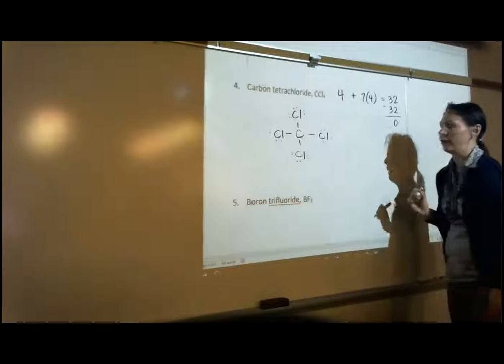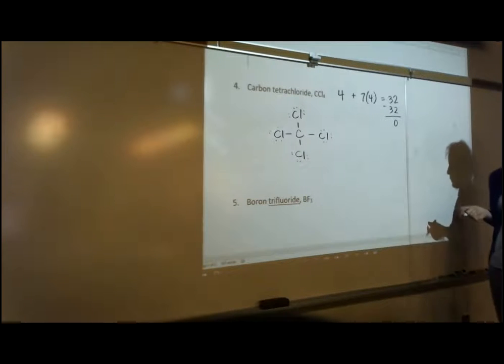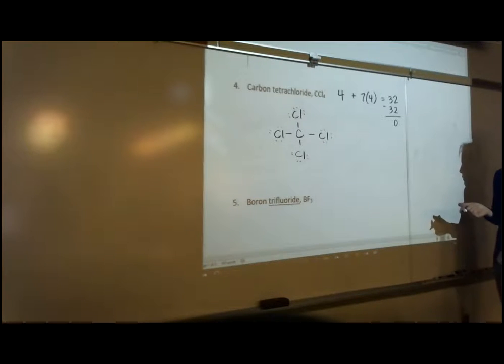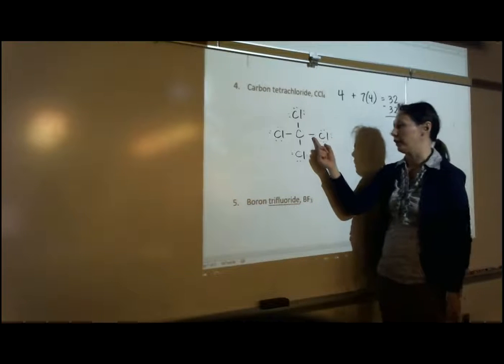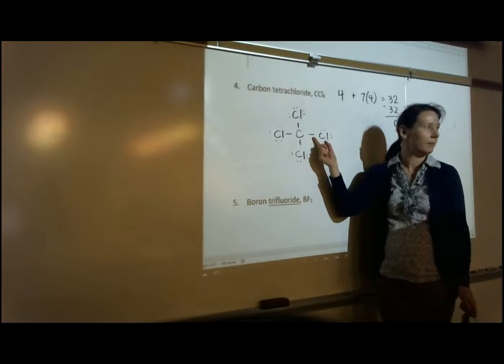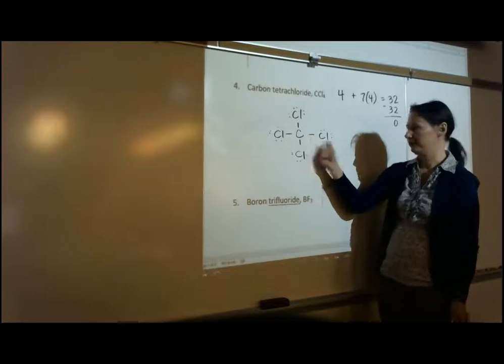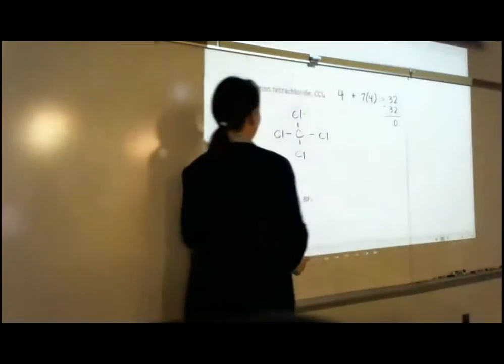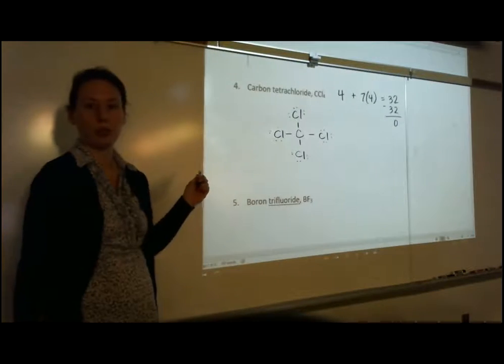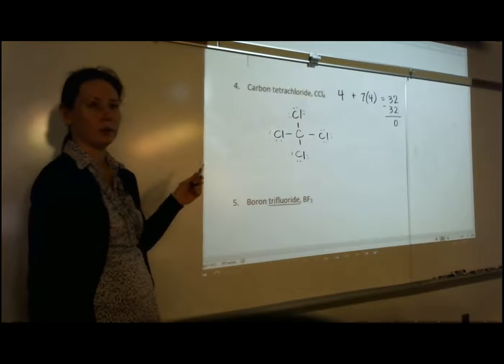So then you just need to check, does everybody have an octet? Is everybody satisfied? And the answer is yes. Do you need to do any rearranging? Do we need to put any brackets? No. So if I said, what's the bond order here? What would it be? 1, right? Because that's a single bond. Any questions related to the Lewis structure for CCl4?